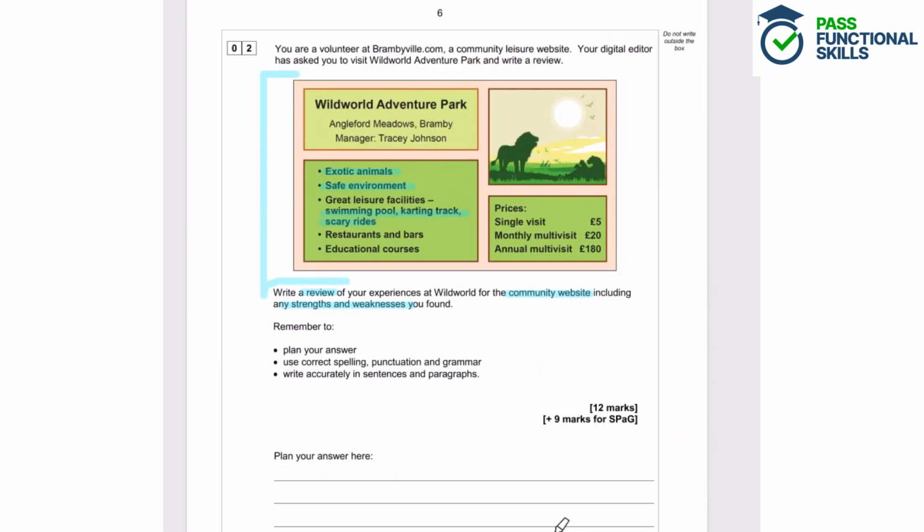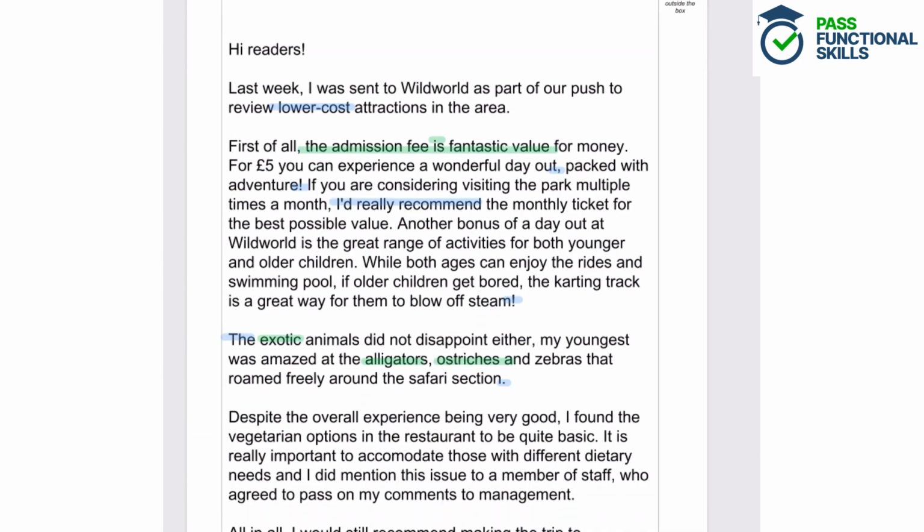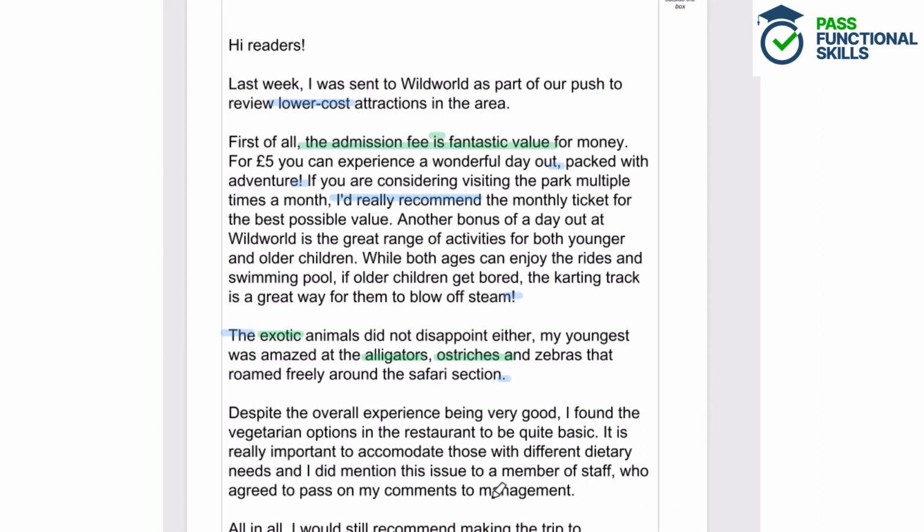If we had a look, we were told that we need to explain strengths and weaknesses of Wild World and review our experiences. So talk about the experiences and give some strengths and weaknesses. And that has definitely been considered in this answer. So the admission fee being fantastic value for money, that is one of the strengths. We've also got the cost of entry that was mentioned in the document that we were given in the question, and the mention of the monthly ticket as well, which was also mentioned in the question.